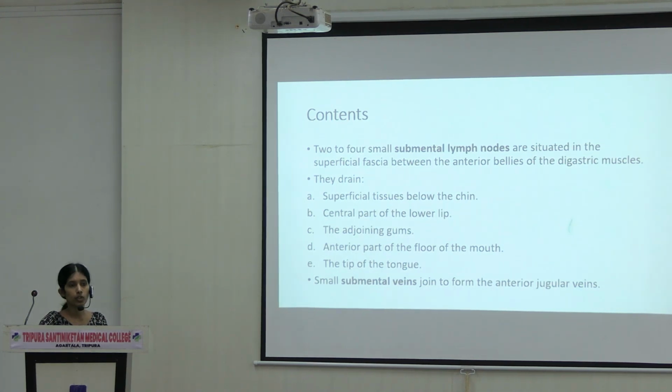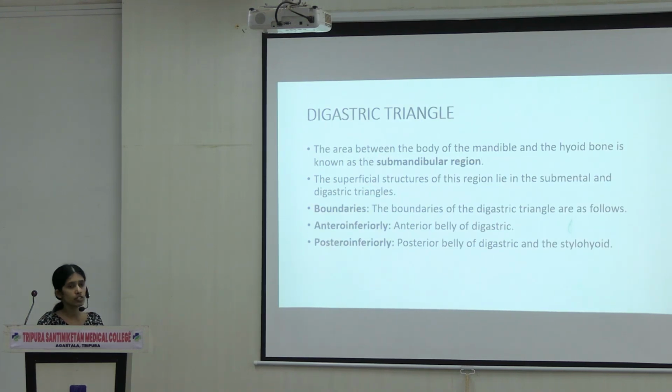In the contents part, you have to remember only two names, that is submental lymph node and submental veins. The submental veins later join to form your anterior jugular veins, present in your neck region. The next triangle is the digastric triangle.